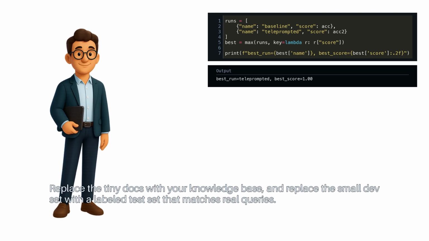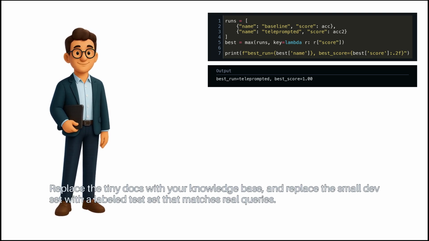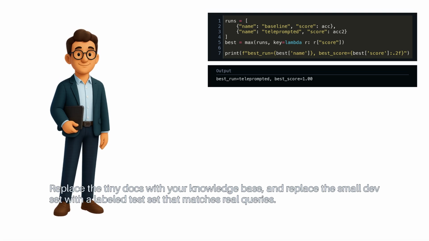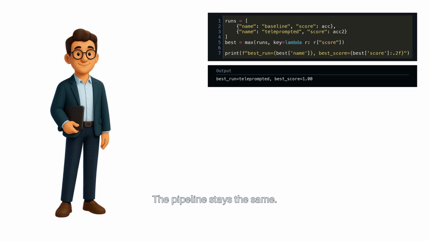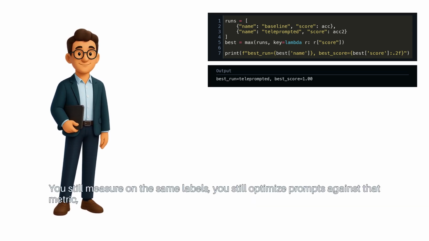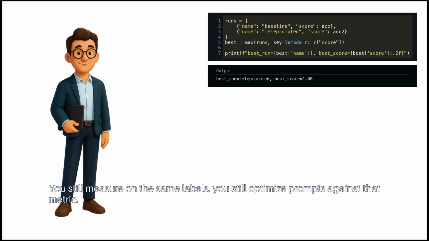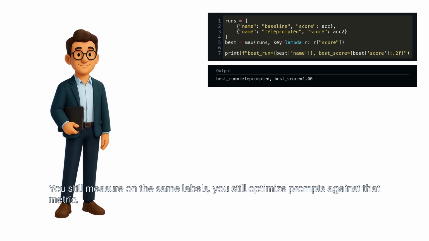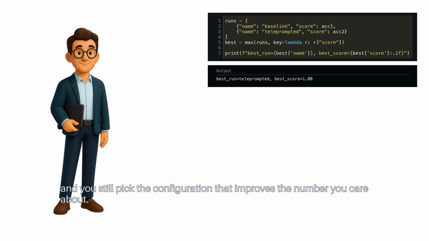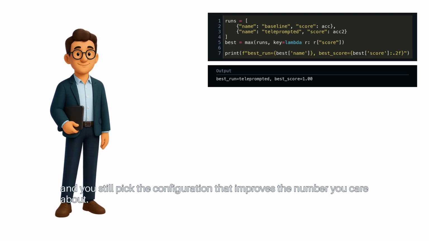In a real project, that pattern scales. Replace the tiny docs with your knowledge base, and replace the small dev set with a labeled test set that matches real queries. The pipeline stays the same. You still measure on the same labels. You still optimize prompts against that metric. And you still pick the configuration that improves the number you care about.